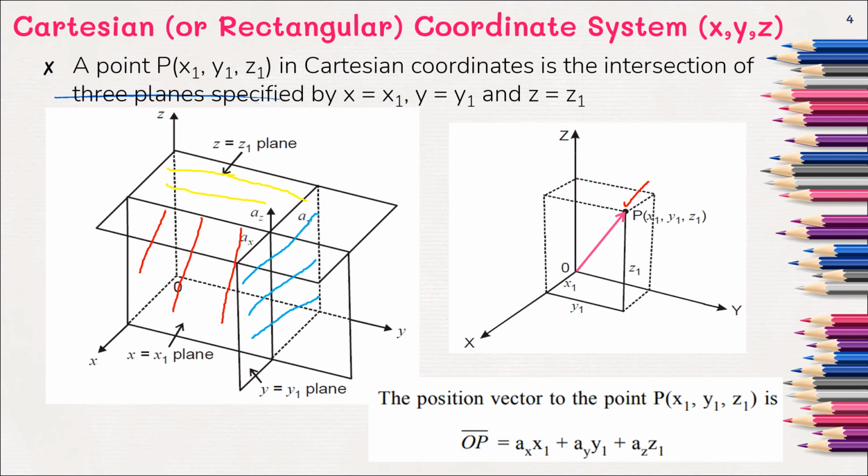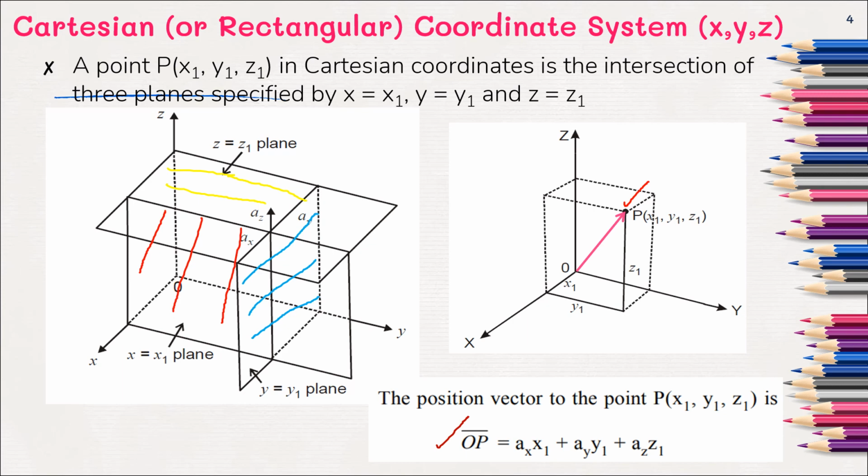See here, point P is going to be represented in brackets as x1, y1, z1. How do I represent the position vector? What do you mean by position vector? The directed distance from origin to the point P. This is origin and this is the point P. And what is point P? x1, y1, z1, which means how do you represent the position vector? OP is equal to AX into x1 plus AY into y1 plus AZ into z1.